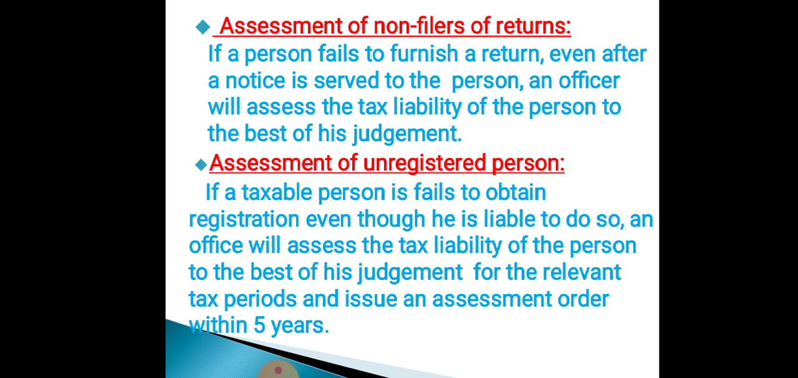This is concerning a taxable person who fails to obtain registration even though he is liable to do so. The officer will assess the tax liability for relevant tax periods to the best of his judgment. He can issue an assessment order within 5 years from the due date of the annual return for the year when the tax was not paid. If it is found that he did not register when he was liable to, then demand and recovery for unpaid tax will commence, and the penalty for not registering will also apply.